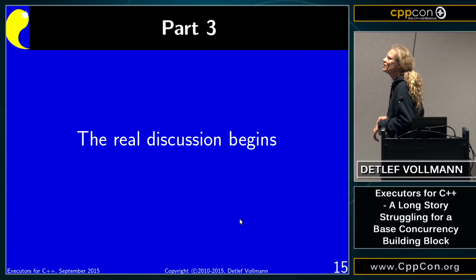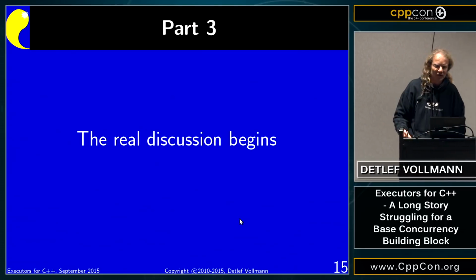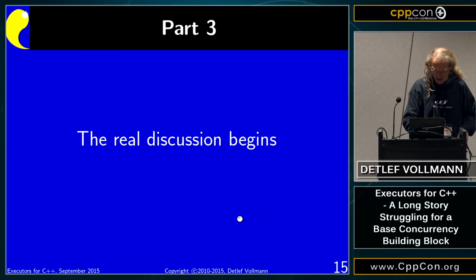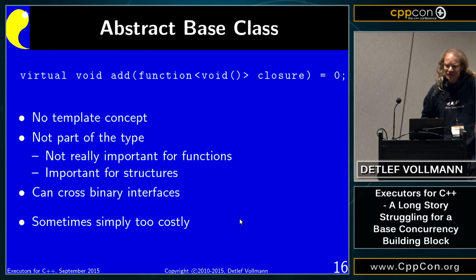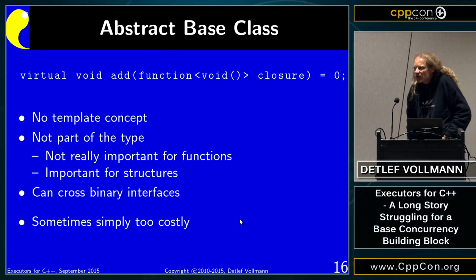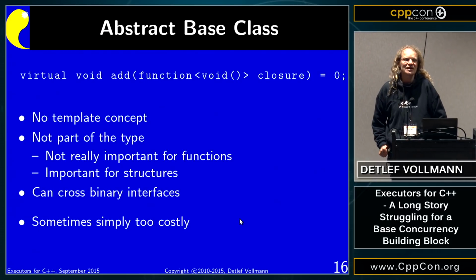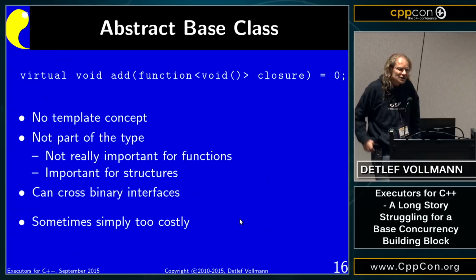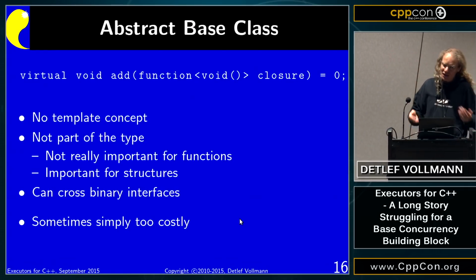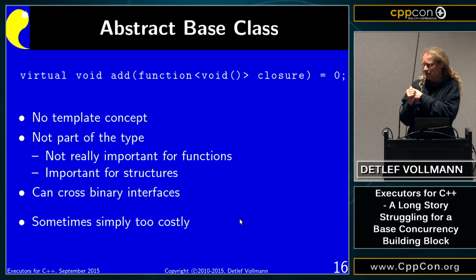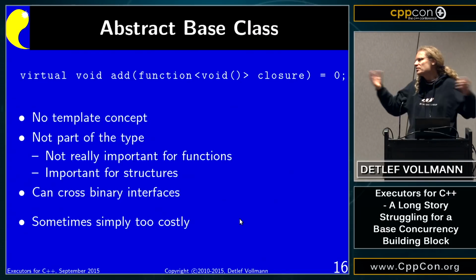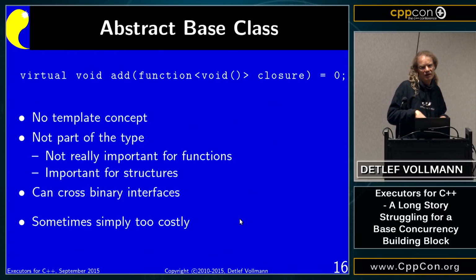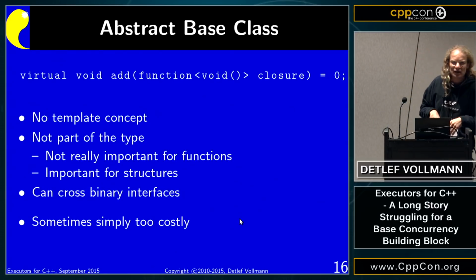Because now the real discussion started. Well, some of that already started before. And one of the problems is that the original proposal just used an abstract base class interface. That actually is very useful. It's not a template concept, it's an abstract base class. It's not part of the type, which is not really important for a function, but for structures that can be very important.